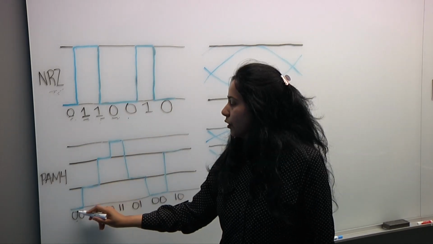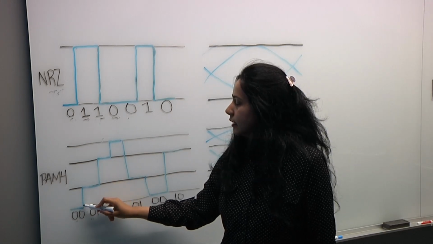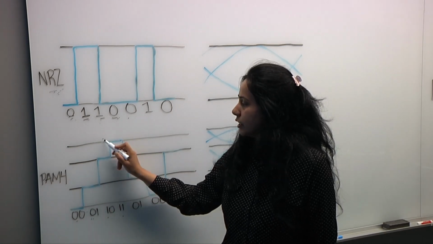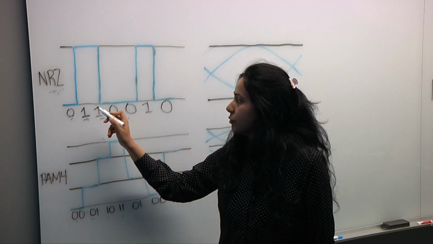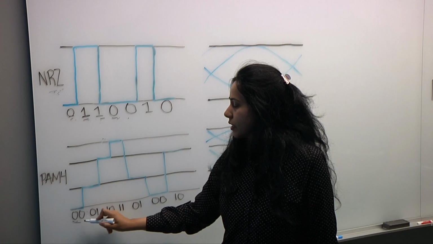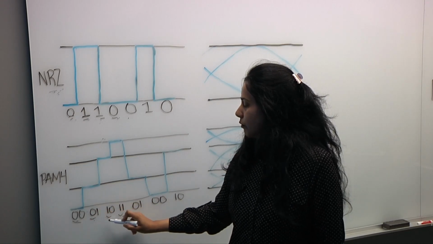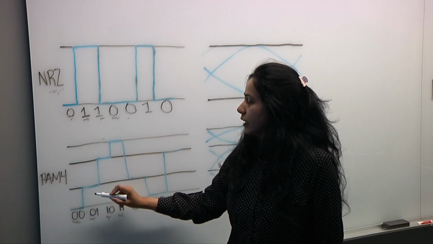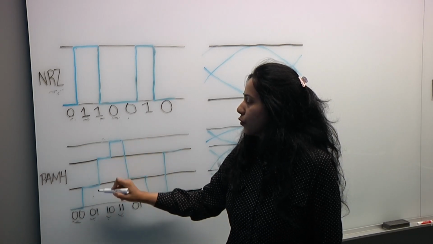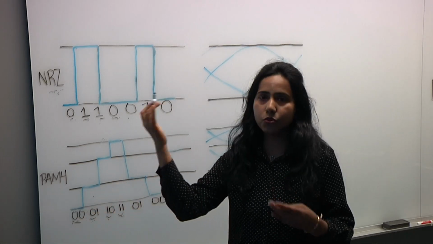Now in PAM4, the swing is the same, but as you can see, you have 4 voltage levels here, and in one of these UIs, where previously you were transmitting 1 bit, now you are transmitting 2 bits per UI. So 00, 01, 10, 11, that is what you are transmitting with respect to these 4 voltage levels, right? So now your bandwidth has increased twice.